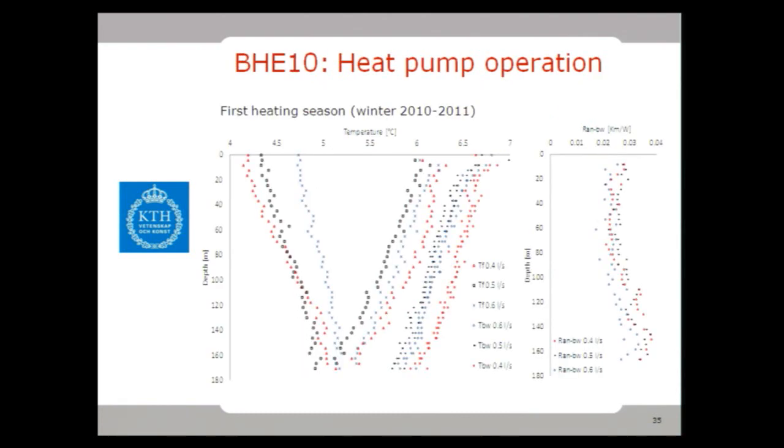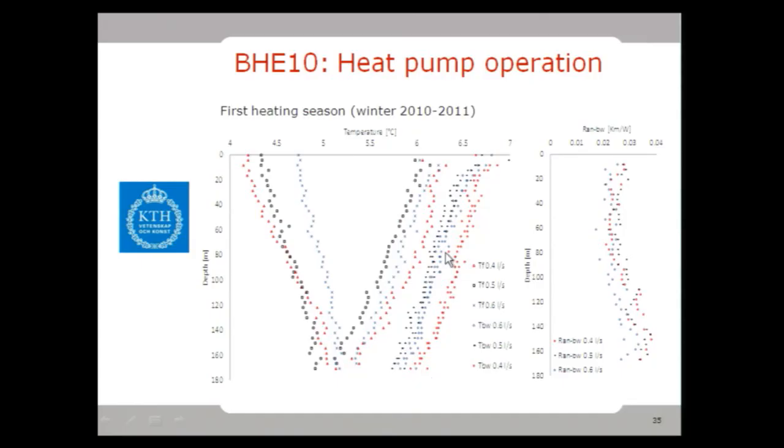directions. During heat pump operation, I did some tests allowing the flow rate to change, and I have the temperature profiles for these 3 cases, 0.4, 0.5, and 0.6 liters per second. So this is now heat extraction, so the fluid goes in here, and this is borehole heat exchanger number 10, and goes up here. And here, to the right, you see the borehole wall temperatures for this specific instance.